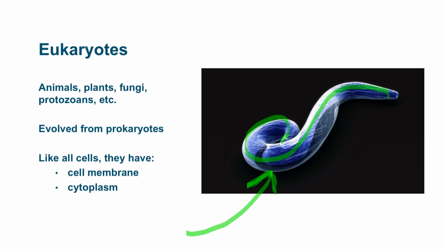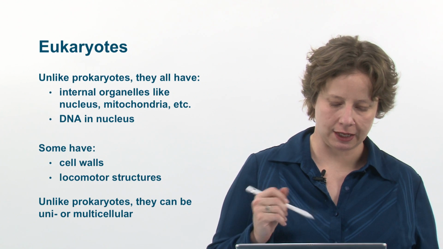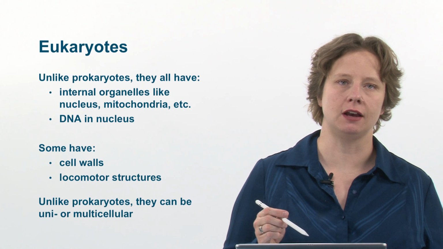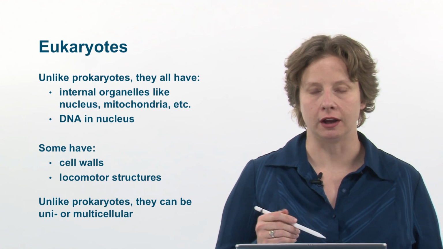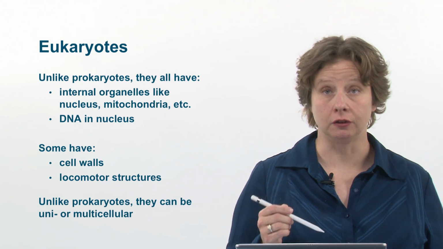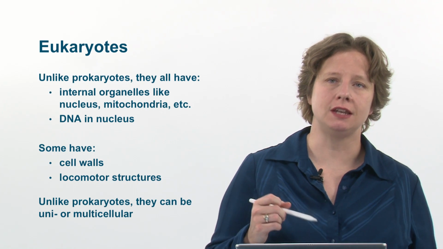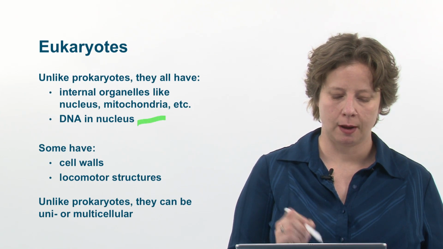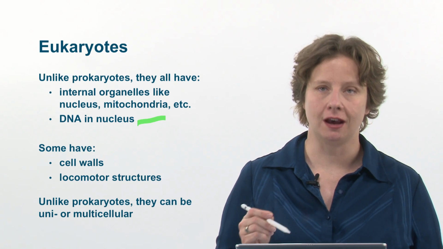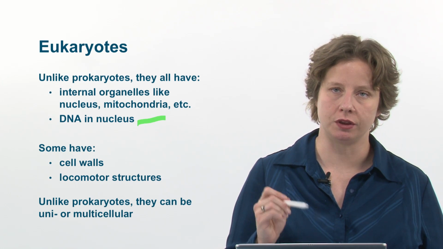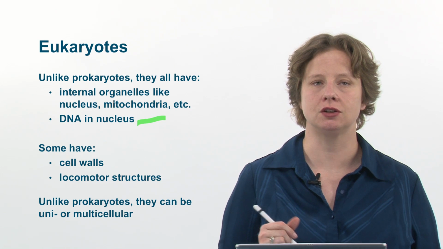Eukaryotes evolved from prokaryotes, and like all cells, they have a membrane and cytoplasm. Unlike prokaryotes, eukaryotic cells have internal organelles, including a nucleus and mitochondria, and they have DNA that's in a nucleus. So prokaryotic cells have DNA, but it's not protected within a nucleus, which is an important distinction.